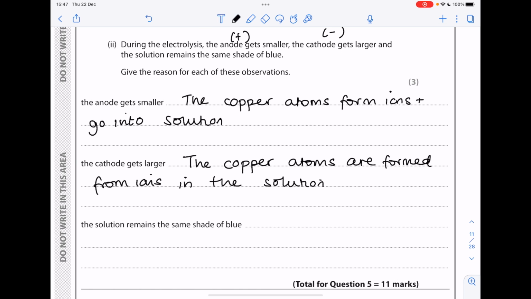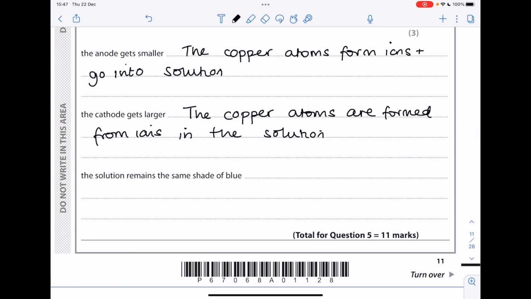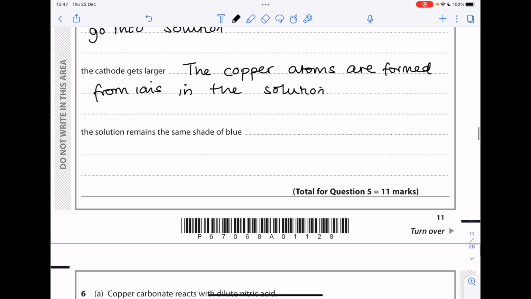And lastly, why does the solution remain the same shade of blue? Because the same number of ions enter and leave the solution.